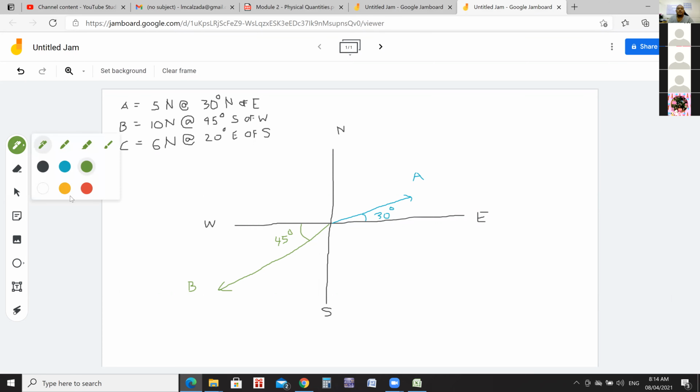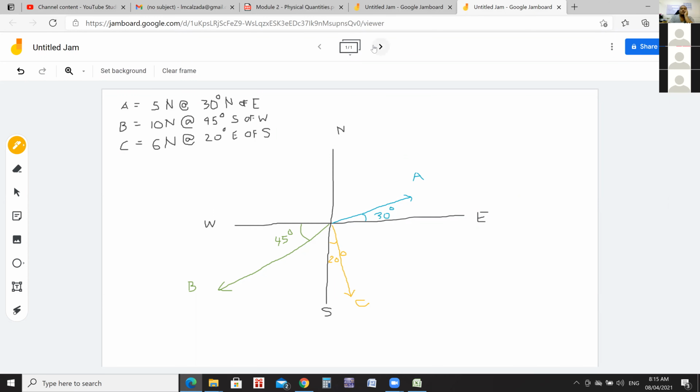Next, the third vector is vector C, 6 Newton, 20 degrees east of south. It goes from south toward east. So probably it is a little shorter, this is vector C. And this is 20 degrees.